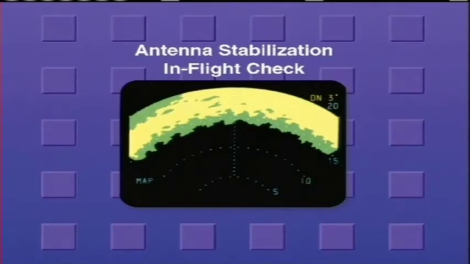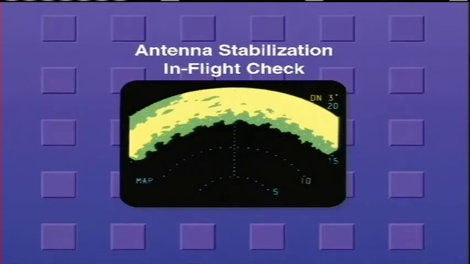While flying level, which is 0 degree pitch, 0 degree roll, adjust the tilt control until a pattern like this appears. Note, record the tilt position for future reference. If the inner ring of the displayed image is not parallel to the range marks, the mounting of the antenna is not parallel to the horizontal axis of the aircraft. Now, turn the stabilization on.